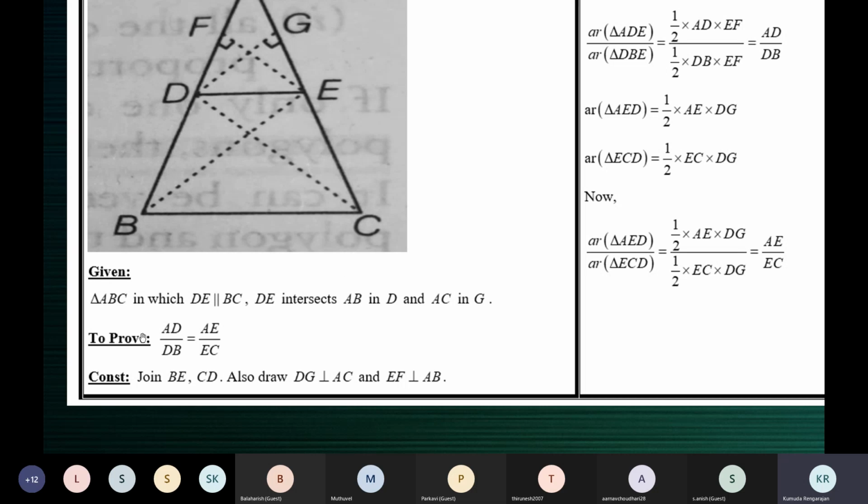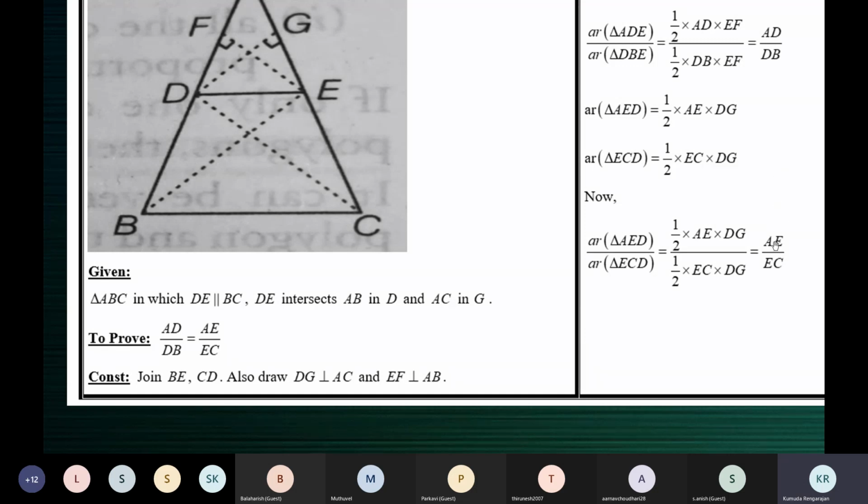So we've got these two ratios. See, we got the ratios AD by DB, AE by EC. Now our task is to show that these two ratios are equal. We got the ratio AD by DB by finding the ratio of the areas of these two triangles. Again, by finding the ratio of the areas of these two triangles, we got this ratio AE by EC. Now the task is to show that these two ratios are equal.